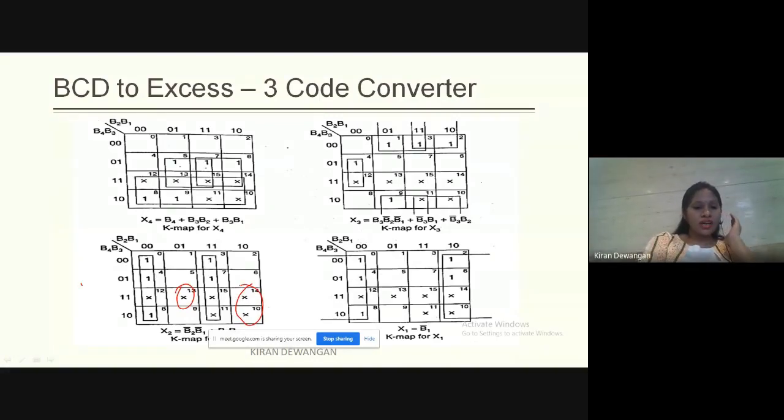As in this one, x2, which we have derived, makes use of only this particular don't care. The rest are not used. So where it is required for quad or octet formation, only those don't care terms will be used. I have already said that a don't care should be used only when it helps in quad and octet formation.